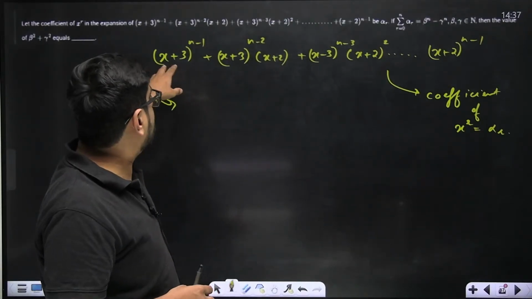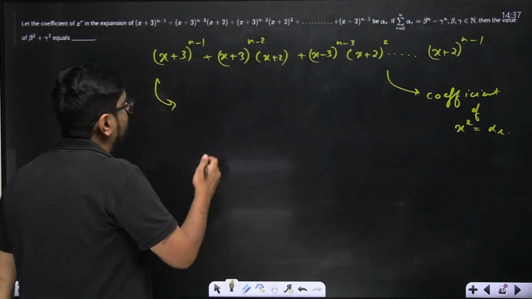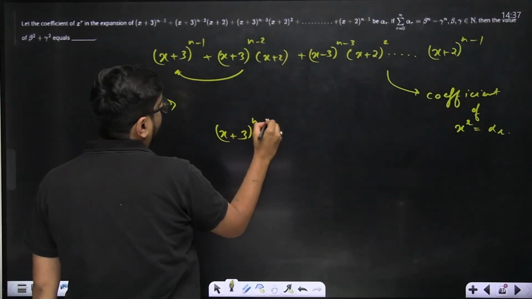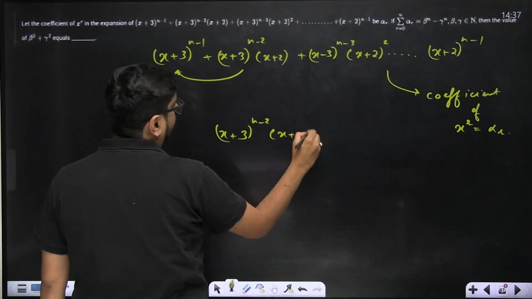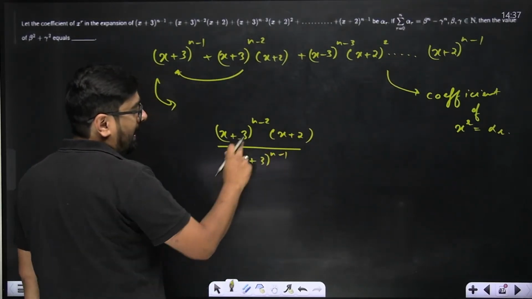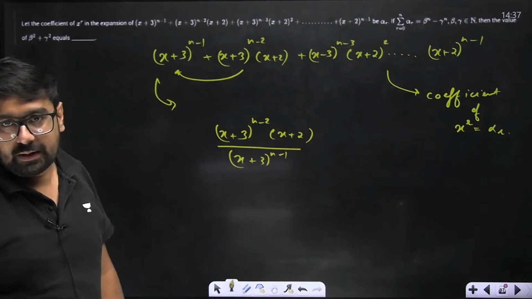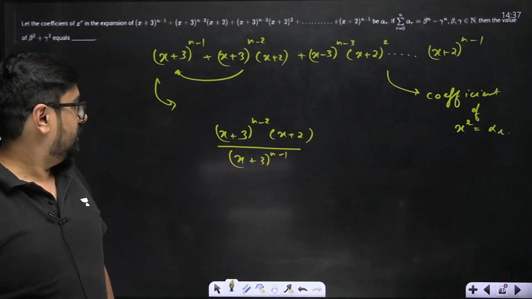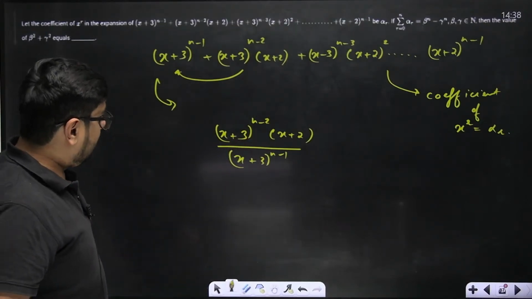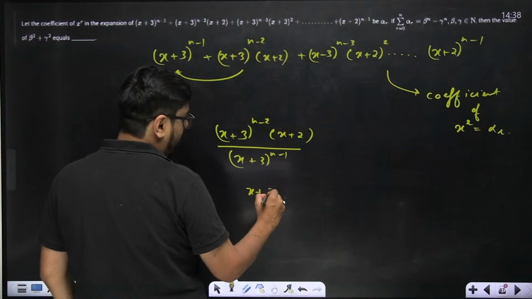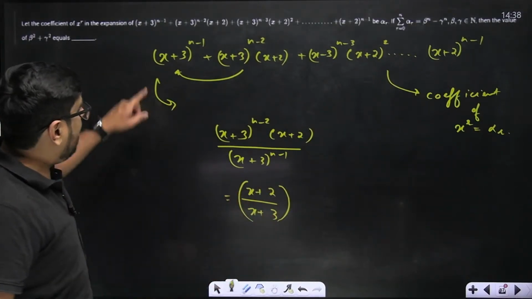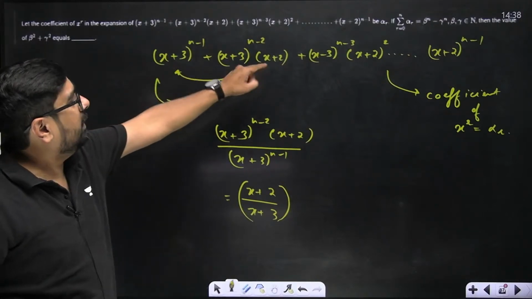(x plus 3) to the power n minus 1. Just try dividing these two. (x plus 3) to the power n minus 2 into (x plus 2), divided by (x plus 3) to the power n minus 1. The power n minus 2 minus n minus 1 gives minus 1. So this will become (x plus 2) divided by (x plus 3). Correct?